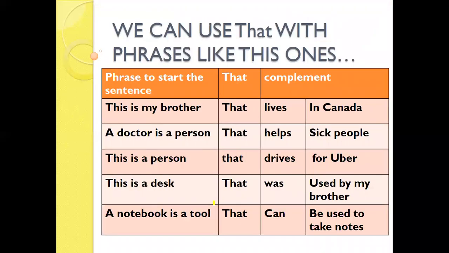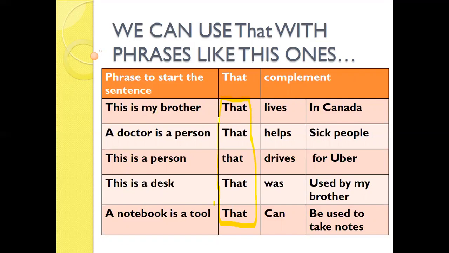So we can use that with phrases like this one. So notice that these are the same phrases that we used before. We have, this is my brother, a doctor is a person, this is a person, this is a desk, and this is a notebook. Who. And you notice the only difference is that instead of using who or which, we are going to use that. For example, this is my brother that lives in Canada.